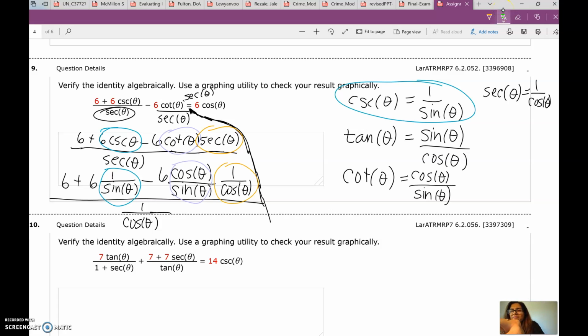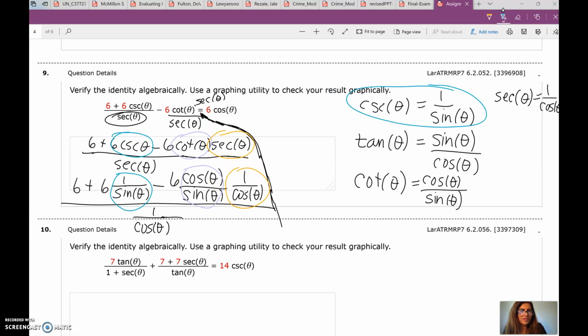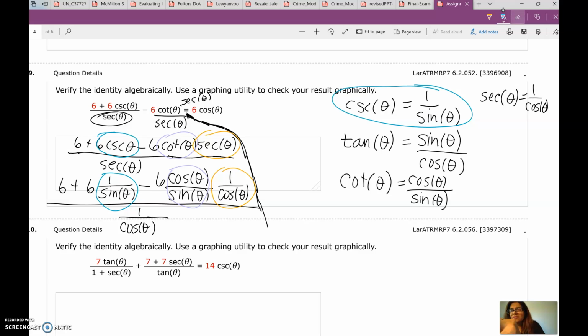But perhaps what is best about this, let's see if I can use the highlighter now. It does not want to work. What's best about this is we can now cancel these two cosines. All right, so where does that leave us? Let me get rid of this circle. Oh, it's not letting me do that. No, oh, it does, okay. So where does that leave us?